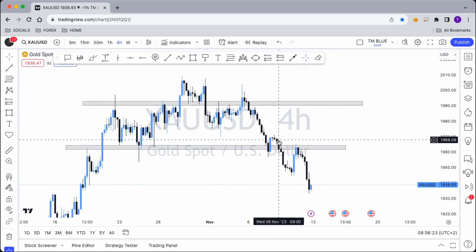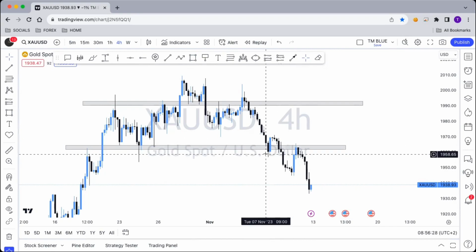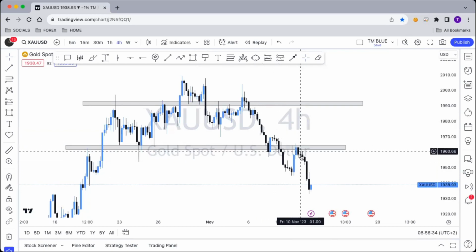Wednesday morning when I closed, I saw another entry opportunity in these areas coming to the downside. I took a short sell back into these areas here. Again, I did post it on Instagram, and the market came back in on Thursday and then actually went to the downside.